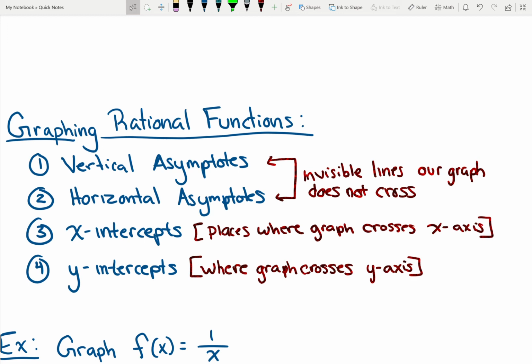All right, guys, so next what we're going to be doing is graphing these rational functions, and I'm going to tell you right off the bat, it can get a little hard, it can get a little complicated, but if we stick to the game plan, I think we'll be okay, all right?